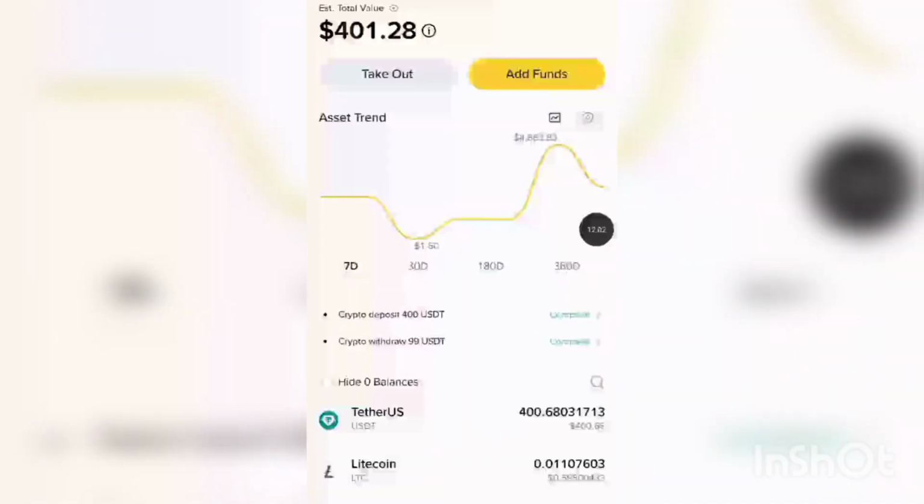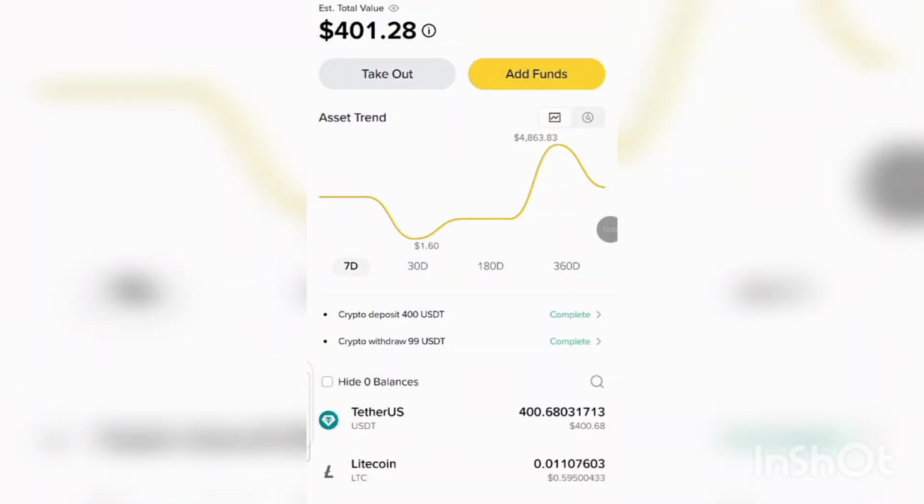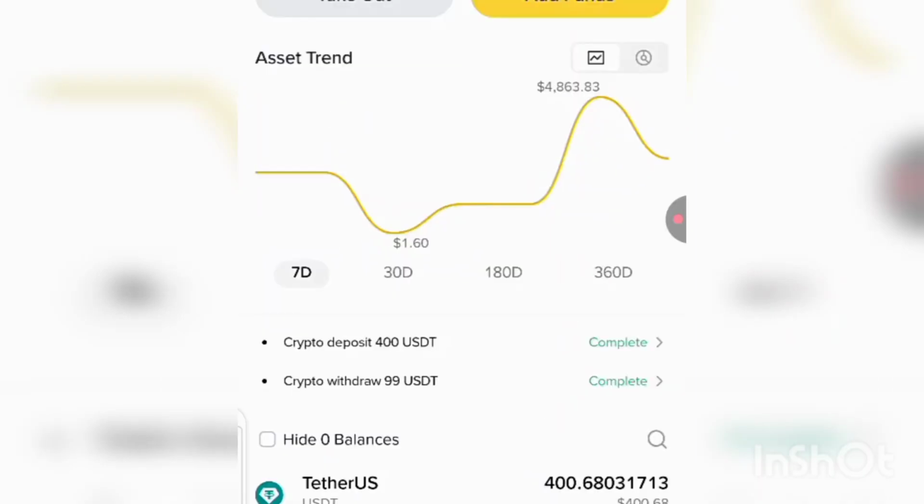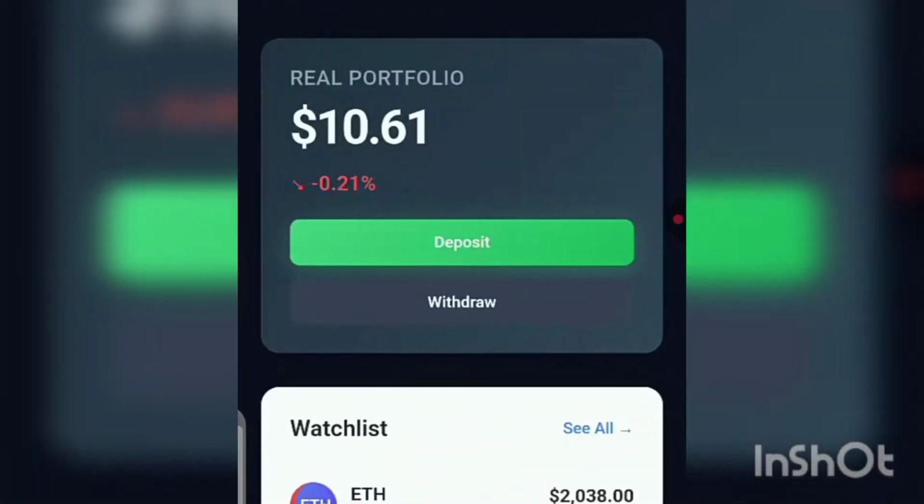Because they took a 1 USD fee. Okay, so with the boot, once you are done trading, they will take 1 USD and give you the rest. So we have 400 USDT here. We withdrew 401 and they gave us 400. Okay, so you can see how profitable this boot is.